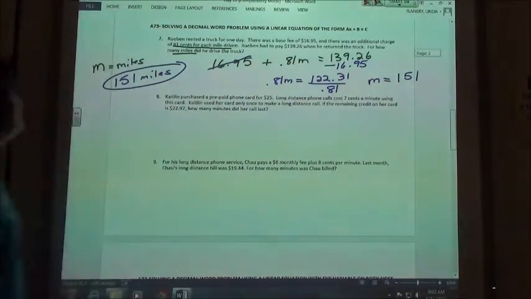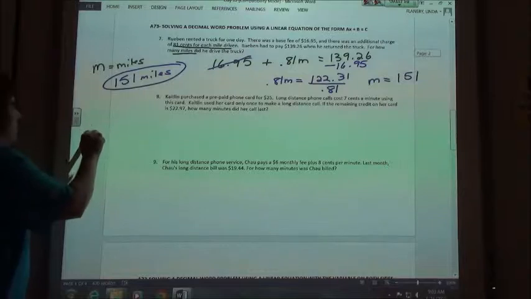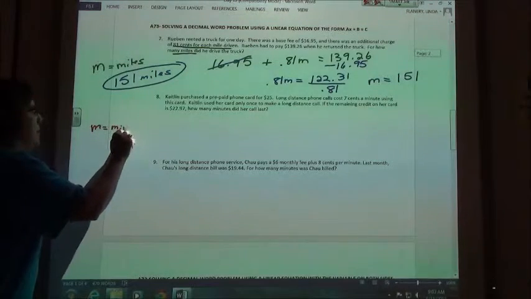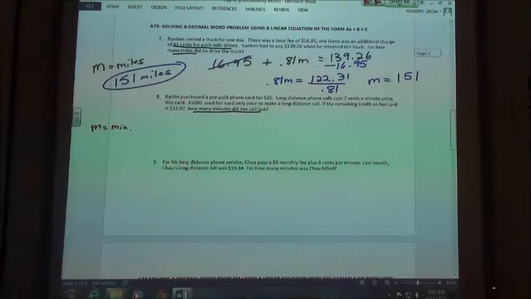The next one says, Caitlin purchased a prepaid phone card for $25. Long distance phone calls cost 7 cents a minute using this card. Caitlin used her card only once to make a long distance call. The remaining credit on her card is $22.97. How many minutes did her call last? So again, I'm going to use M for my number of minutes, because my question said how many minutes did her call last.